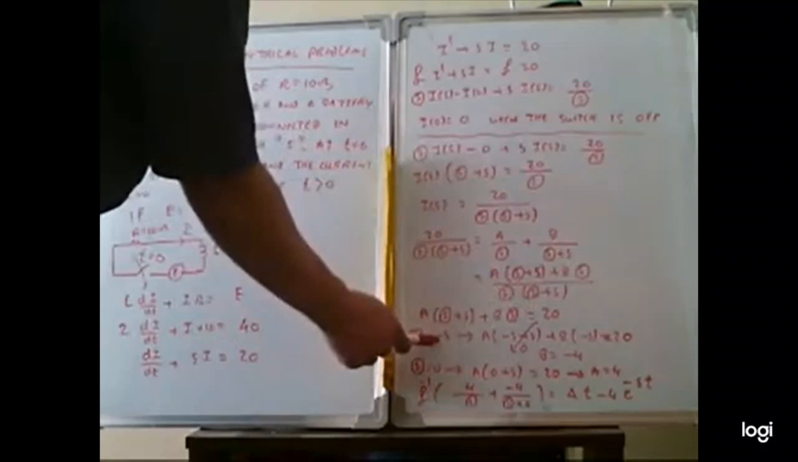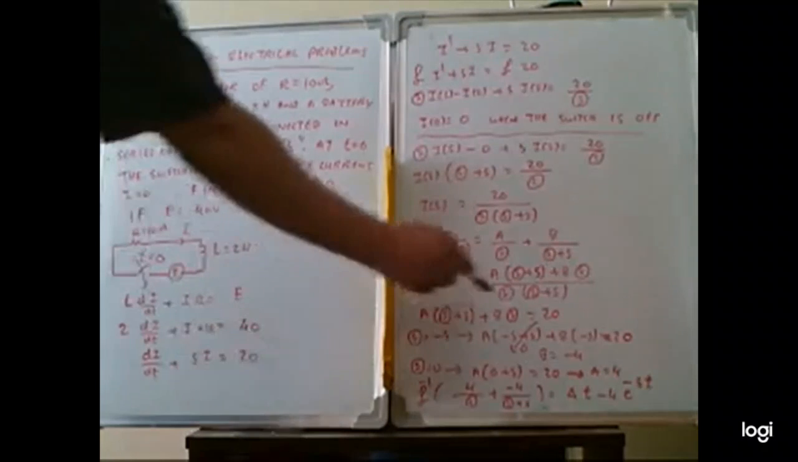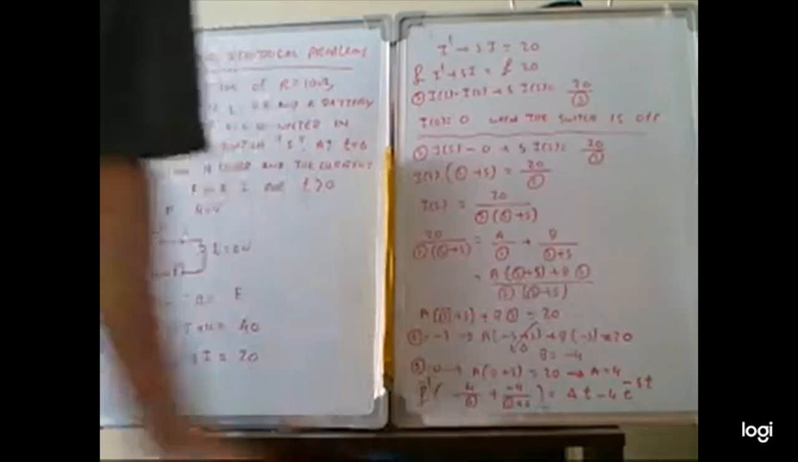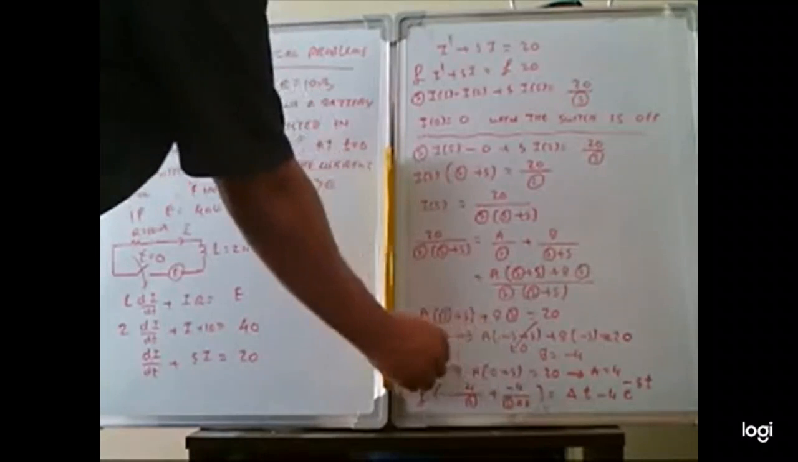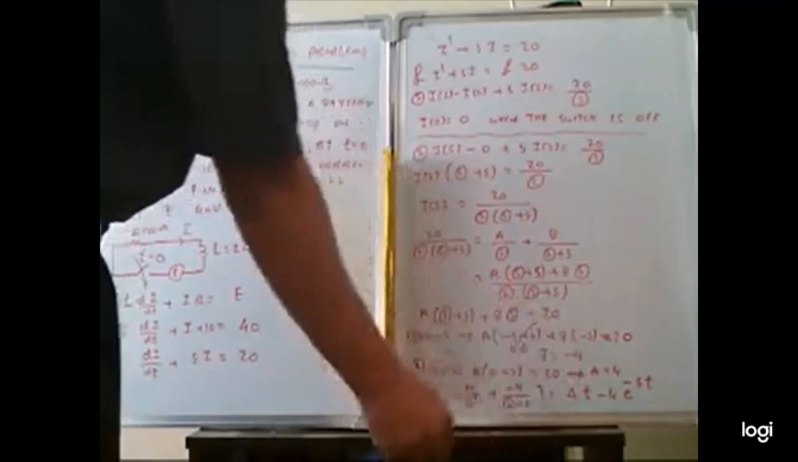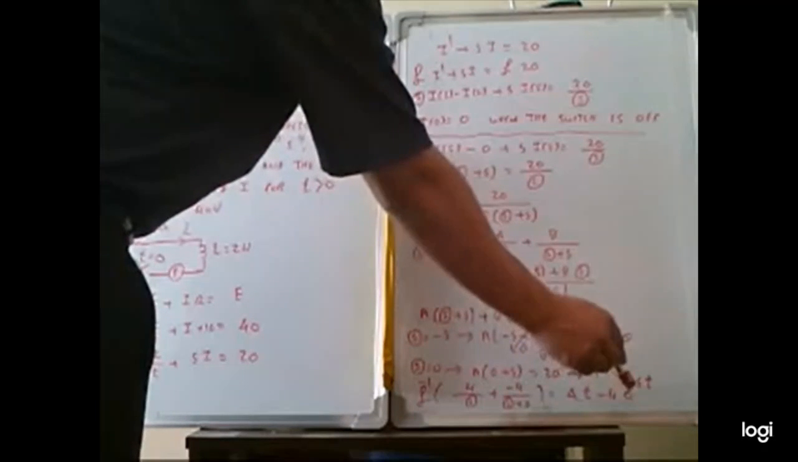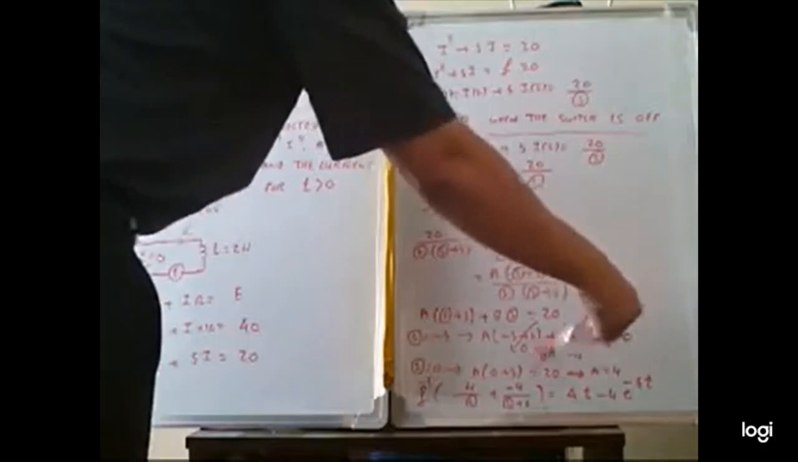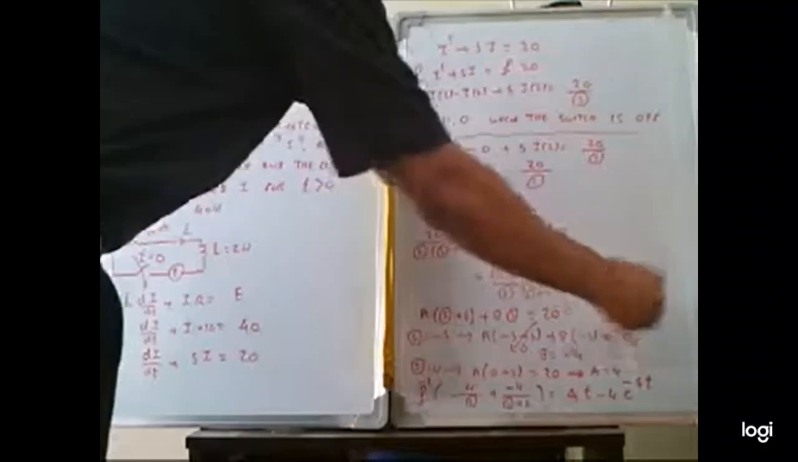So we substitute s = -5. A disappears, and B is -4. Then s becomes 0. In this case, B disappears and A is equal to 4. So then we get 4/s minus 4/(s + 5). So we find the inverse Laplace. The inverse Laplace of 4/s will be 4, and the inverse Laplace of -4/(s + 5) will be -4e^(-5t). So this is the equation for the current I. After the switch has been closed, the current will follow this equation.